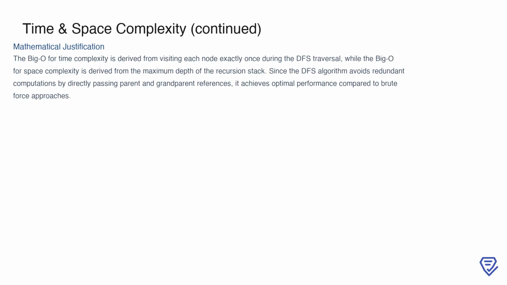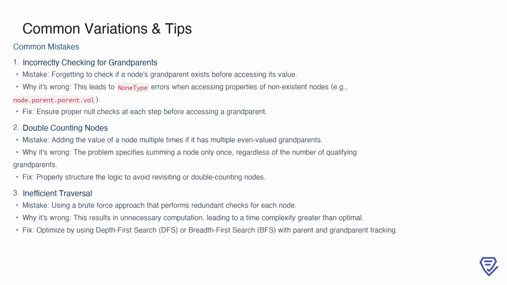This optimization ensures that the solution is both efficient and scalable, achieving the best possible performance given the constraints of the problem. When solving this problem, one of the common mistakes to watch out for is incorrectly checking for grandparents. A node's grandparent might not always exist, and if you try to access its value without verifying its existence, you'll encounter a none-type error. To avoid this, always ensure that null checks are in place before accessing the grandparent's value.